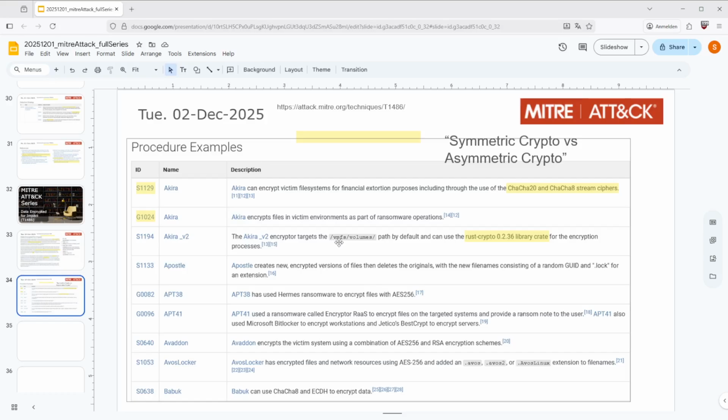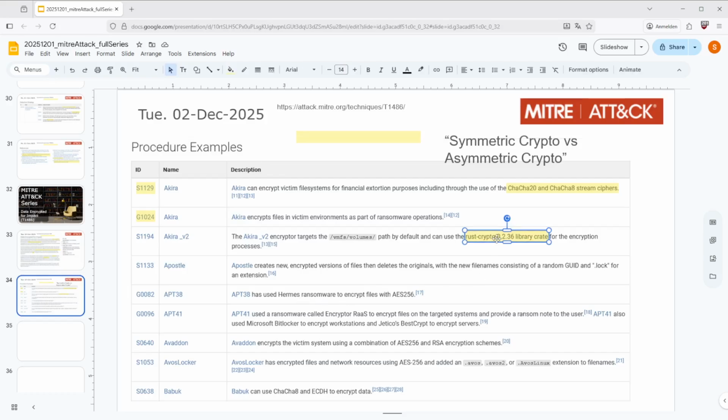Then here, VMFS volumes, virtual machine, right? But I'm not quite familiar with exactly what that means here. Obviously something is encrypted in some way, but I don't know that path, and this Rust, great also. But that's fine, they're encrypting stuff, that's what's important to see here. Then ePostler creates new encrypted versions of files, then deletes the originals with the new file names consisting of a random GUID and .lock for an extension. Okay, then we have ATT&CK, Hermes ransomware to encrypt.